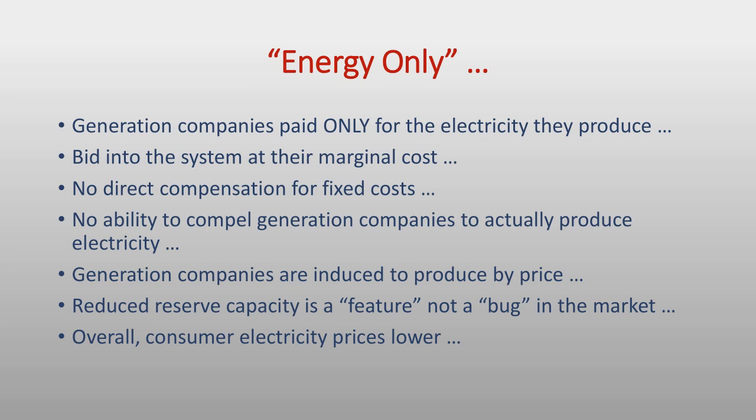There's no ability to compel the generation. There's no one in the state that can make Calpines or any of the other generating companies actually turn their generators. Can't do it. They are induced to do it by the price and the economics of the system. That particular qualification or dynamic of not paying for fixed costs and not paying for standby generation does cause the reserve capacity in the state to be reduced relative to other grids. That's actually a feature. It's a design feature. It's not a bug. They did that when they designed the system. They did that on purpose.